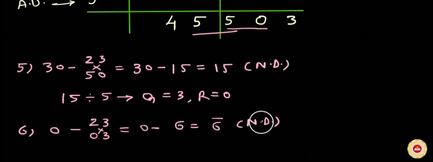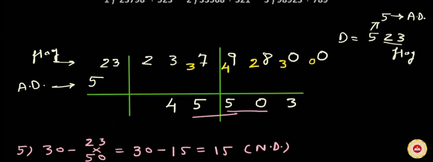When we get a negative net dividend, it means that we have divided in excess in the last step. In the last step we have divided in excess. So what to do? Simple. Let us reduce the quotient.